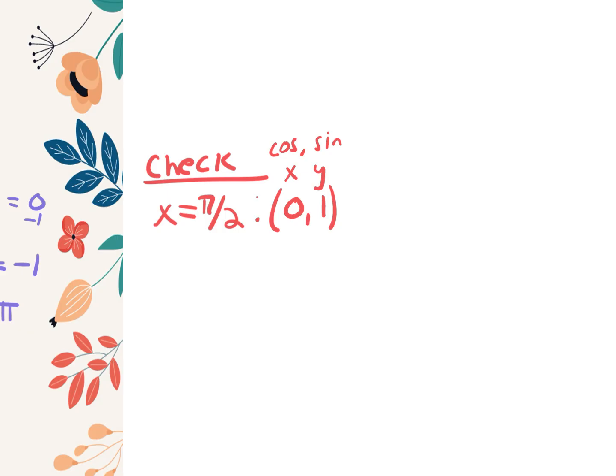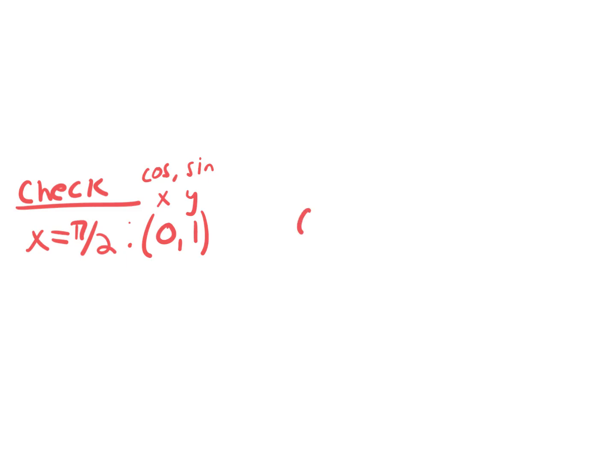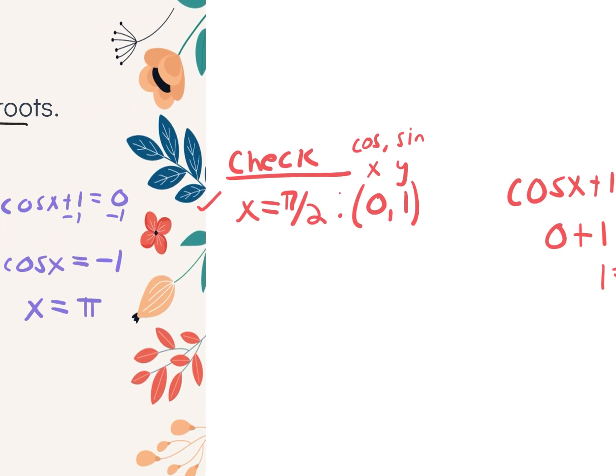Our original equation was cosine x plus 1 equals sine of x. So I want to plug those numbers in. I'm not going to use the x and the y, though. I'm just going to keep in mind that cosine is 0, sine is 1. So if cosine is 0, it's going to be 0 plus 1 equals 1. Are you okay with what I plugged in there? So I get 0 plus 1 equals 1, and then 1 equals 1. Is that a true statement? Yes, it is. So x equals pi over 2 is a valid solution.